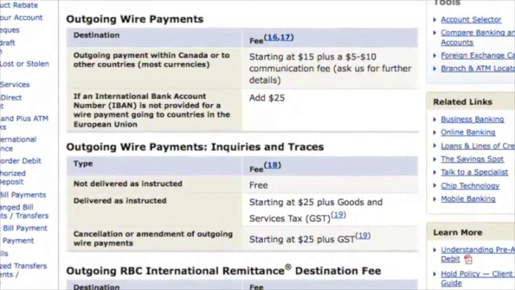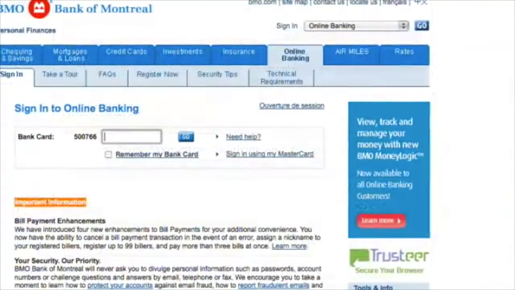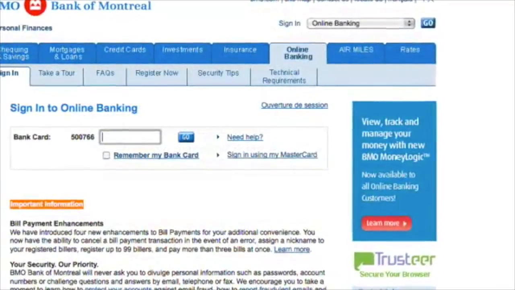Most banks have some form of online payment available on the bank's website. This is a convenient method of paying bills.